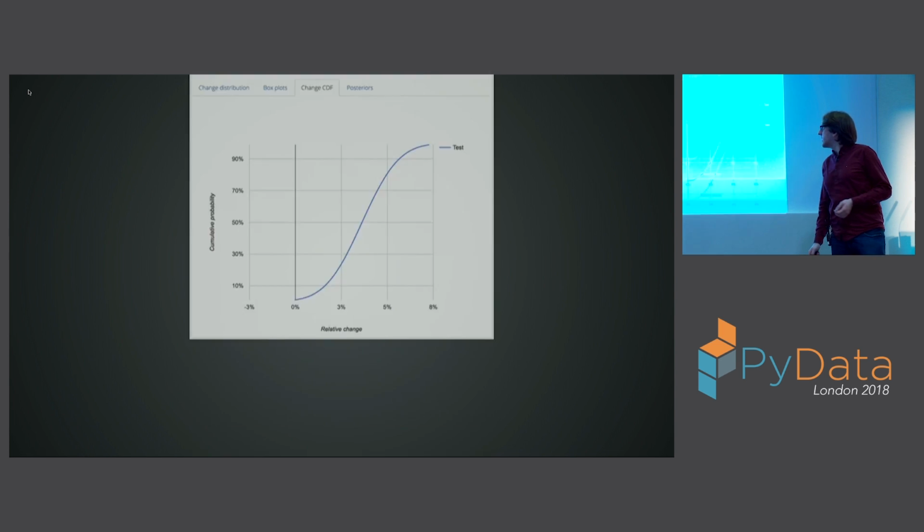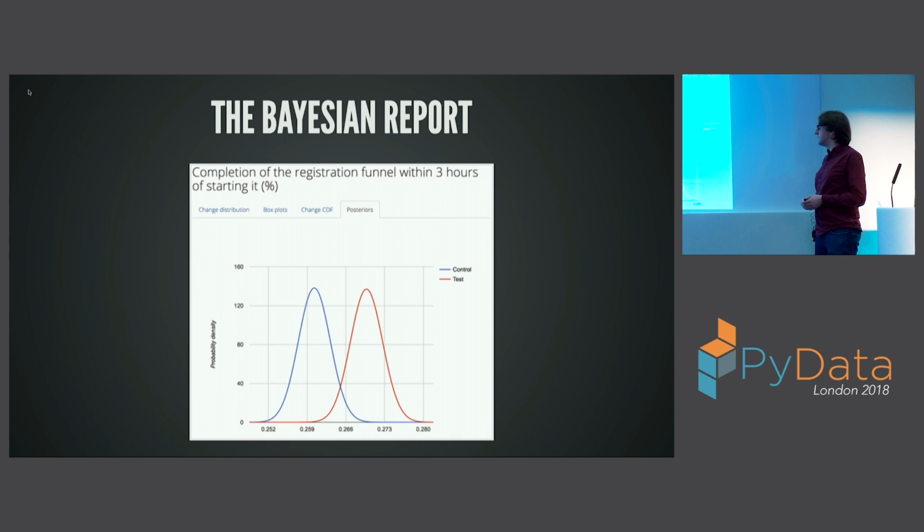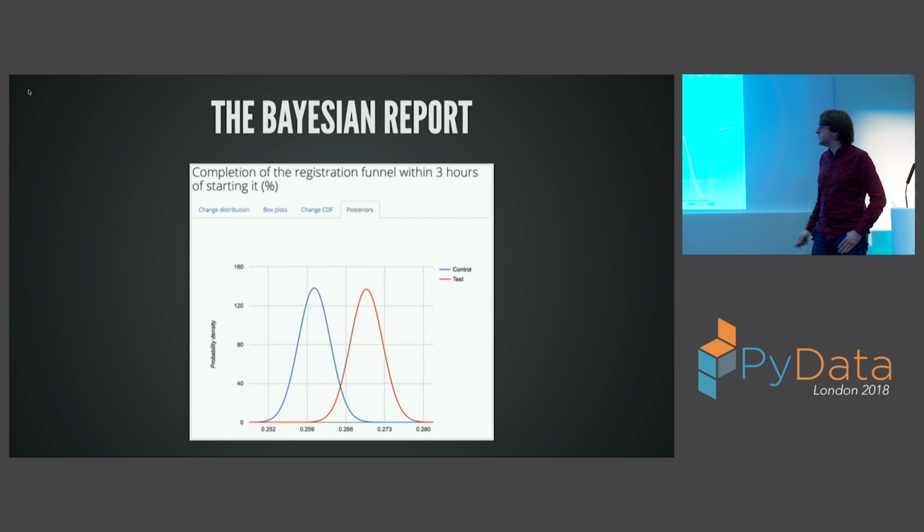And if you really want to, you can actually look at the PDF of the posteriors. They're not terribly useful to the product managers, but they're quite useful occasionally for us for debugging whether we've screwed up a metric.